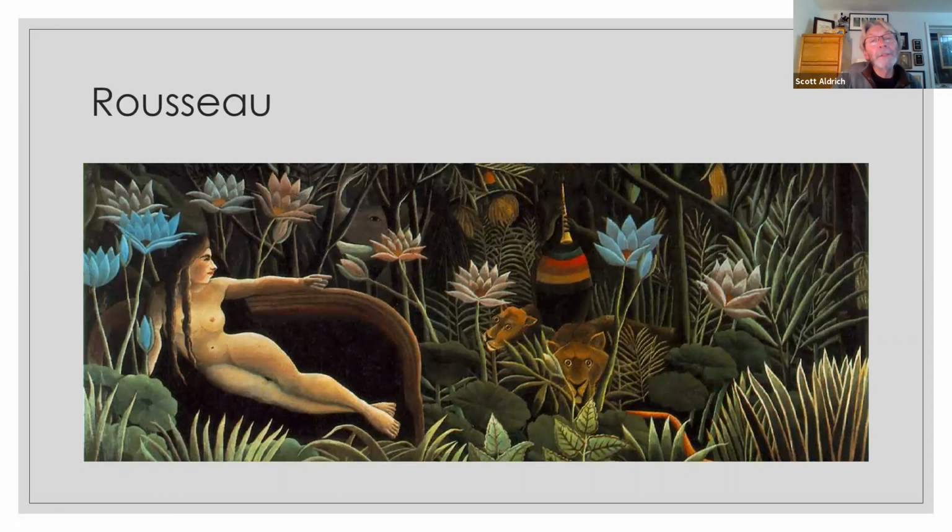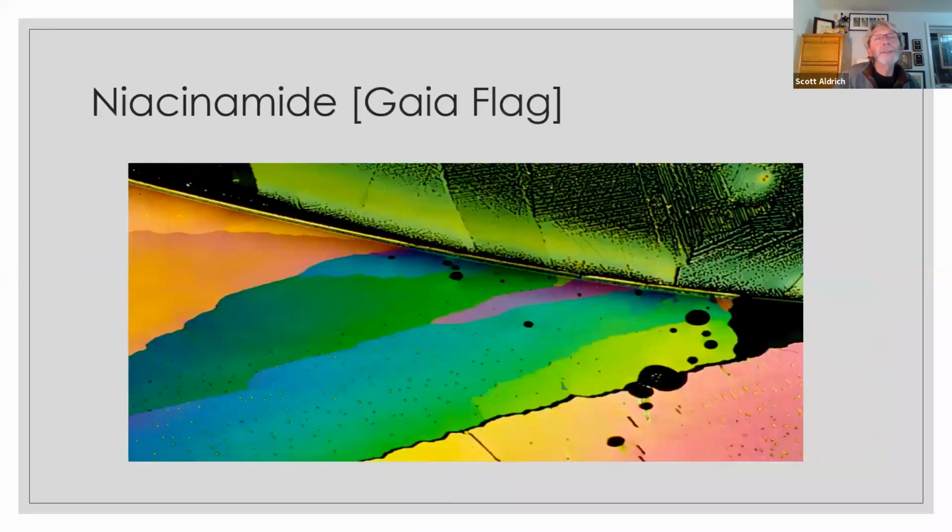So sometimes the images that you see remind you of things. And this painting by Rousseau, to me, evokes a jungle scene and a lush landscape. So when I saw this image for niacinamide, all I could think of at first was banana leaves and the lush tropical rainforest. And I ended up calling it Gaia flag, probably because I had too much bourbon that day, but it's always been one of my favorite images.